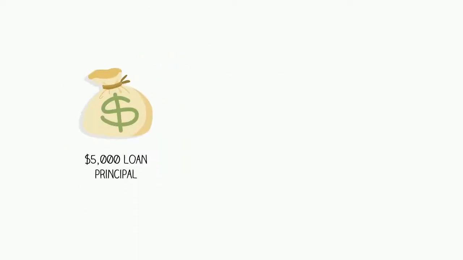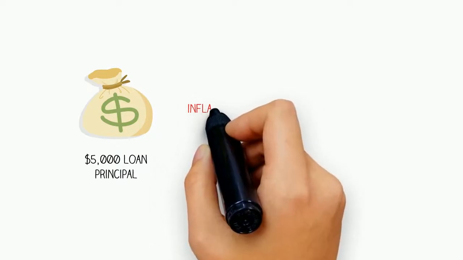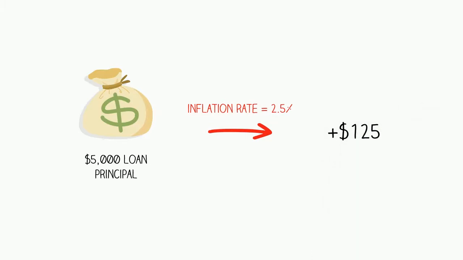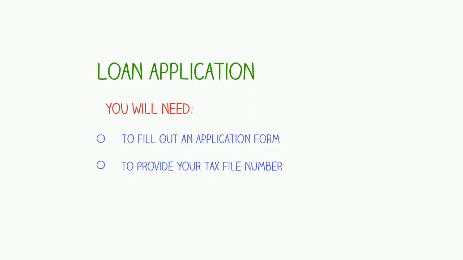For example, if the principal owing on your loan is $5,000 and the inflation rate for the year was 2.5%, your loan principal will increase by $125. To apply for a student loan, you'll need to fill out an application form, which can be sourced through your educational institution, and you must include your tax file number.